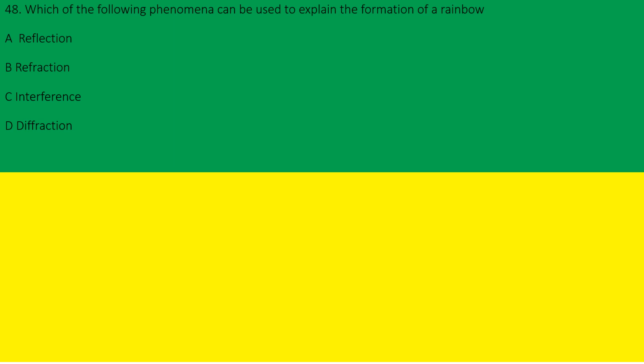48. Which of the following phenomena can be used to explain the formation of a rainbow? Basically, it's refraction, but reflection is important. Total internal reflection, actually, but the key thing is refraction, because a ray of light moving from the air is getting through this water droplet. Basically, it's being refracted, right? Because of changing optical media. Okay, so our answer is B.